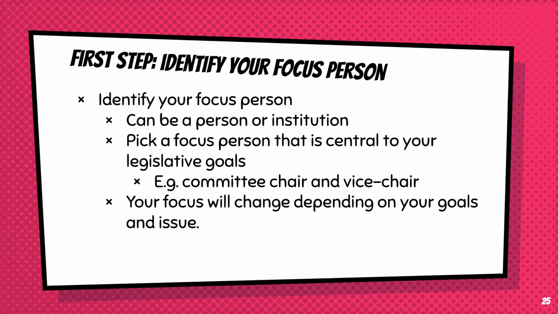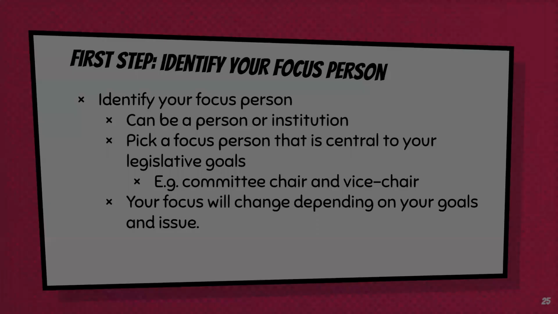In this instance, a good person to focus on would be the chair or vice chair of the Joint Judiciary Committee, as this will be a key person who will help decide whether this bill will continue out of the committee. If the bill got to the governor's desk and you wanted to ensure that they sign the bill, you would focus on power mapping the governor.